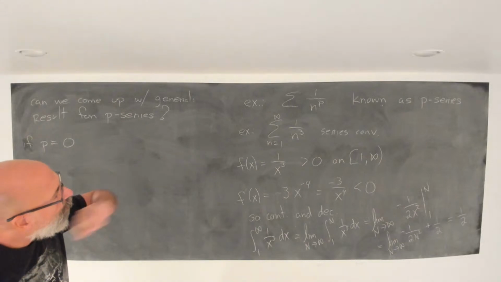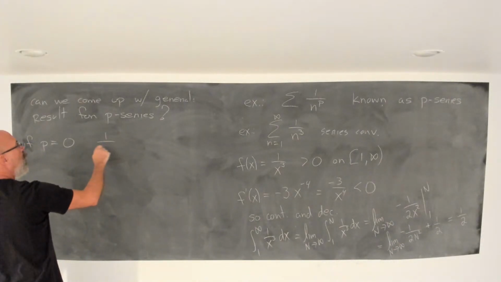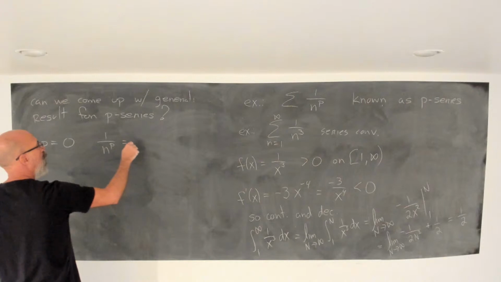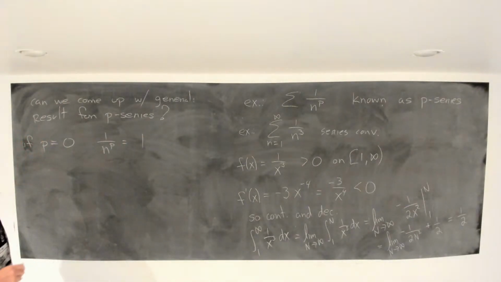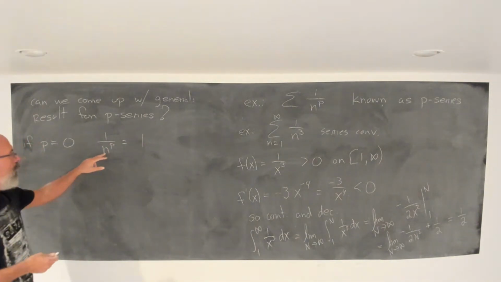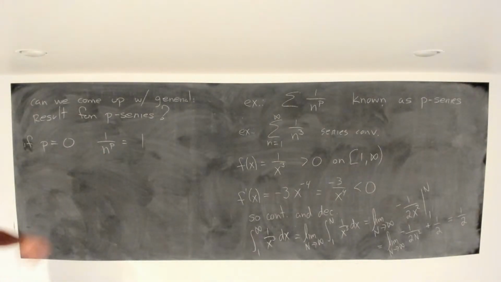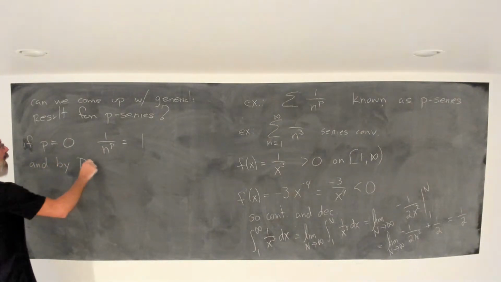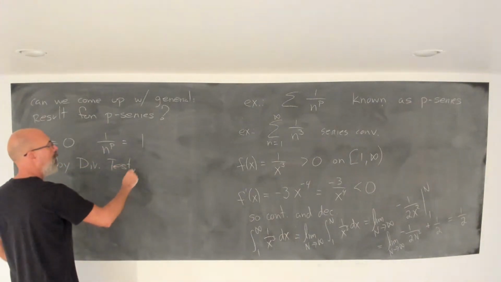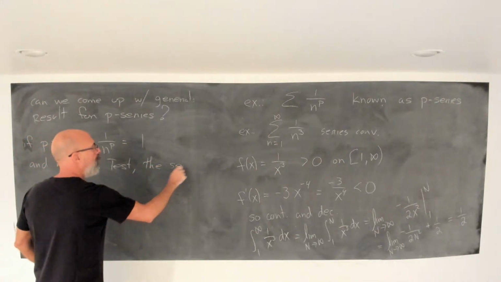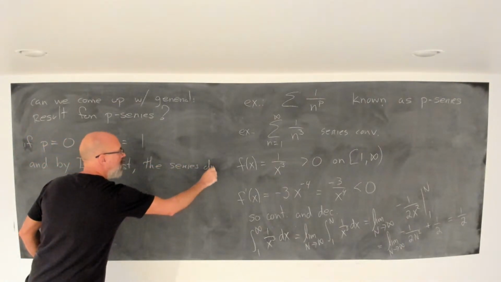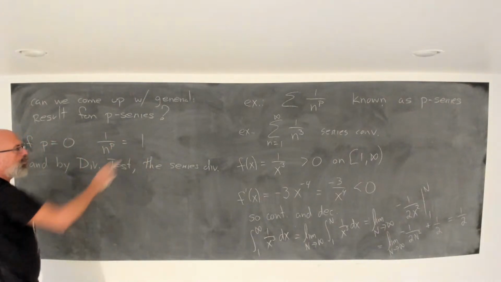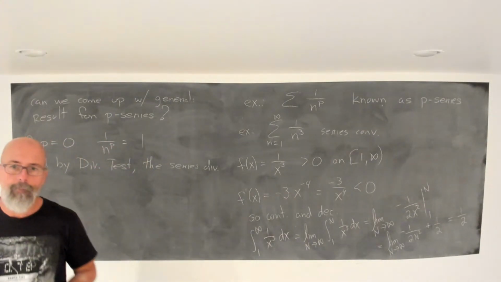If p is 0, 1 over n to the p is just 1 over 1, which is 1. So you lose that n business, and by the divergence test, the series diverges, right? Because as n goes to infinity, it's just 1.